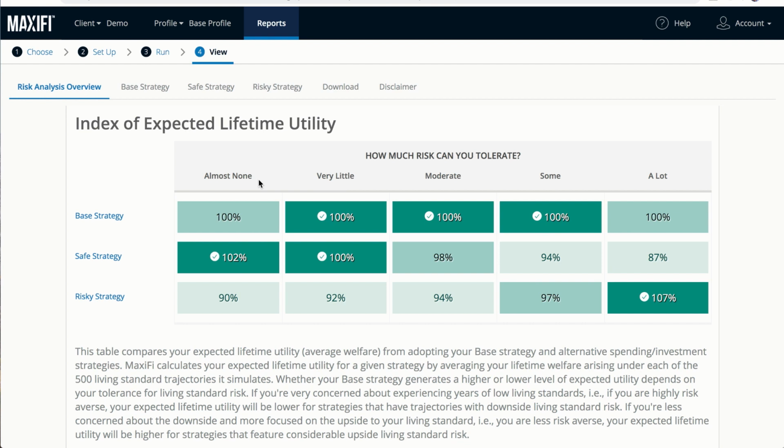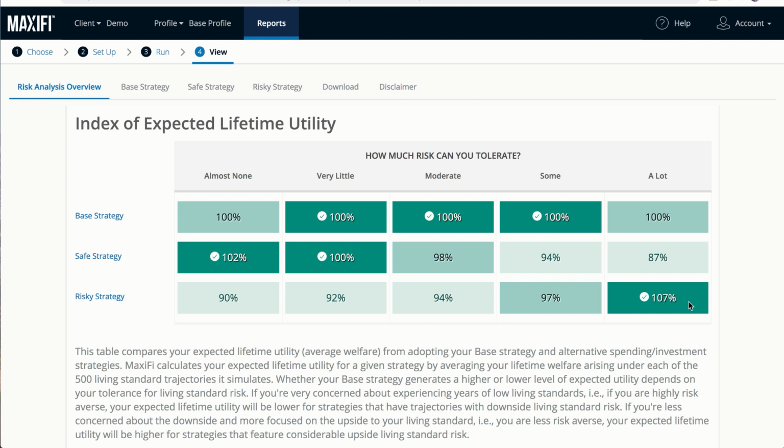quite risk averse. But if they're not risk averse, well, actually, if they can tolerate a lot of risk, they're way over here in terms of the column that they want to look at. And you can see in this case that the risky strategy surpasses the base strategy. It's 7% higher, and the safe strategy is about 13% lower. Now, what does this mean exactly? What does a 7% higher mean?